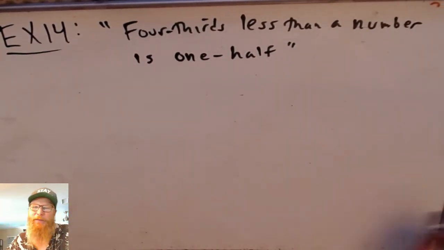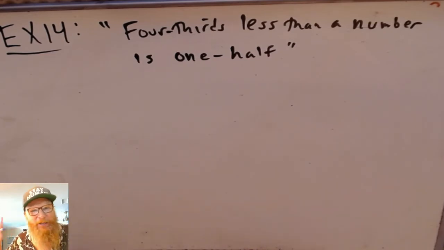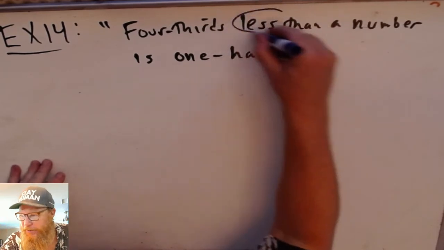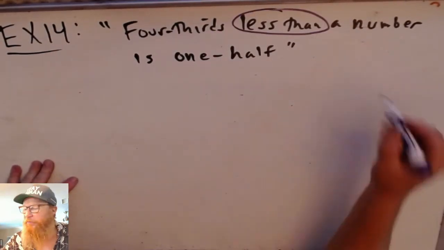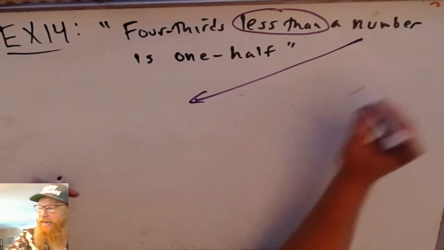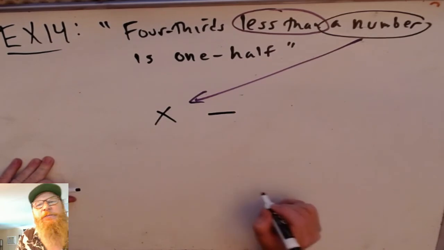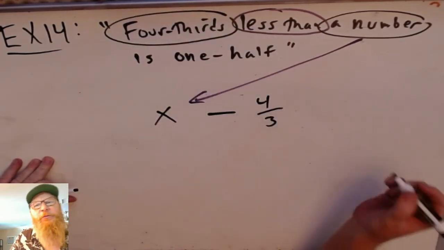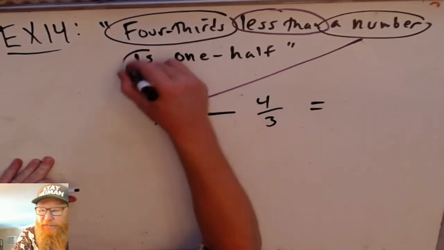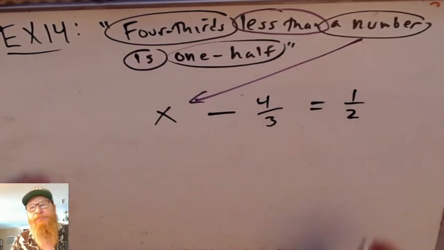And I know I really hammer this one a lot because when it comes to word problems, I want you to be able to translate subtraction properly. So this is the reverse order technique. A number is x, less than means subtract, and then 4/3 means 4/3, is means equals, and we all know what 1/2 is. It's 1/2.